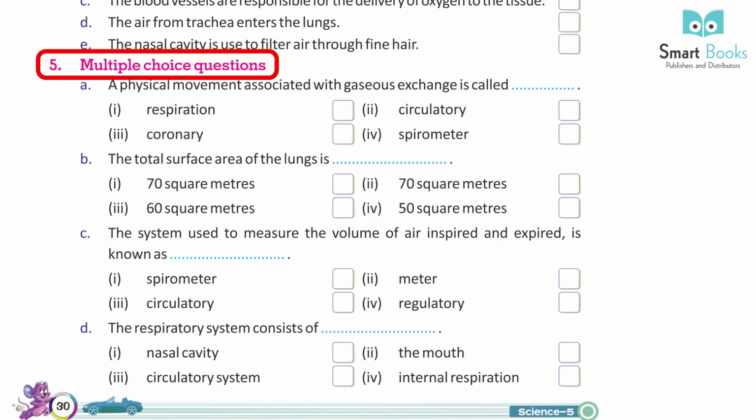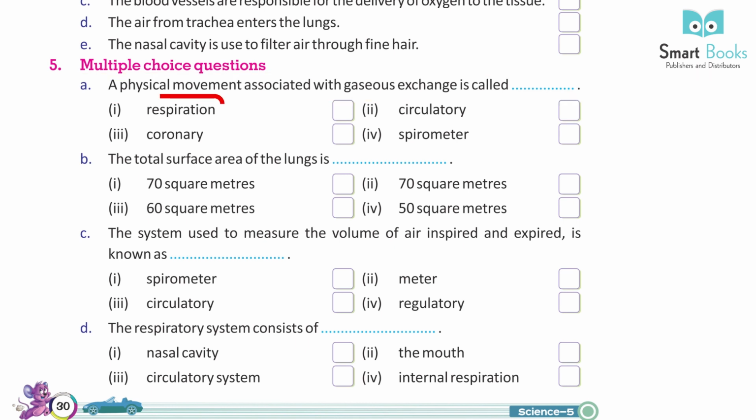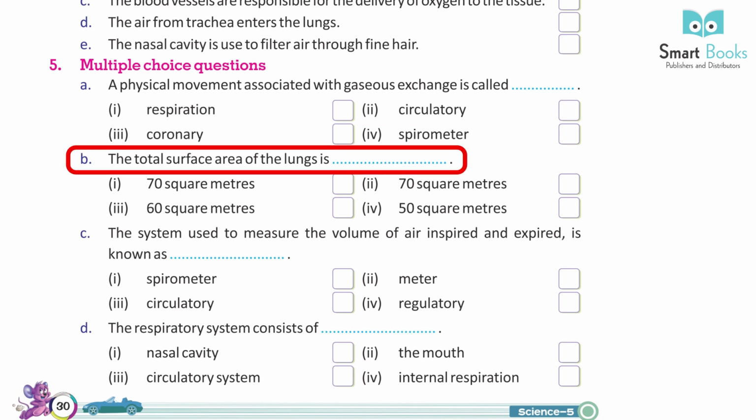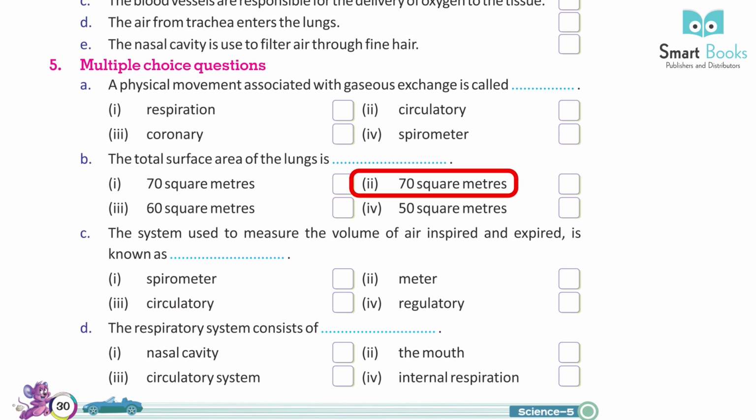5. Multiple choice questions. A. A physical movement associated with gaseous exchange is called dash. 1. Respiration. 2. Circulatory. 3. Coronary. 4. Spirometer. B. The total surface area of the lungs is dash. 1. 70 square meters. 2. 80 square meters. 3. 60 square meters. 4. 50 square meters.